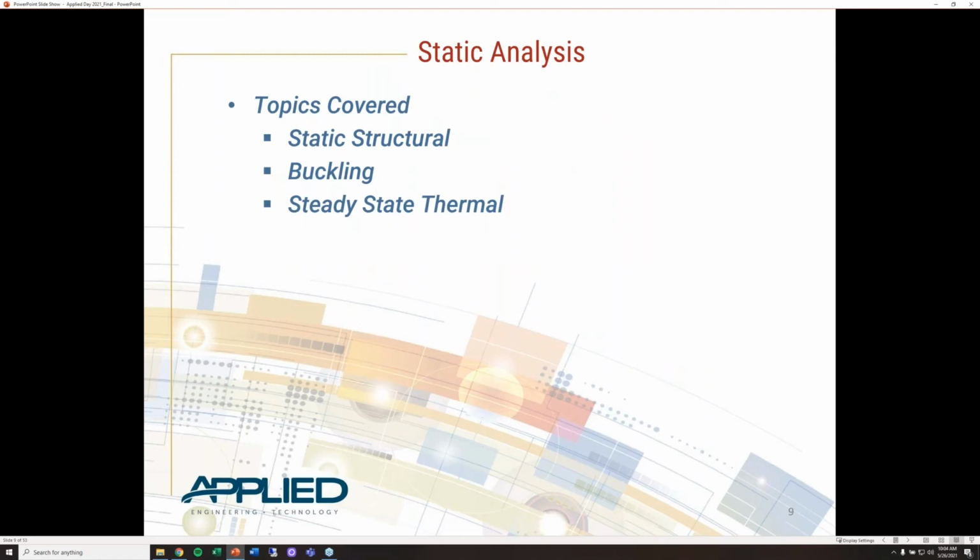Next, we'll move right into our static analysis. Here we're going to cover three topics. We're going to cover our static structural analysis, which is kind of like the jack of all trades, the load deformation analysis that we're typically going to be performing. We'll also look at buckling analysis and steady state thermal analysis.